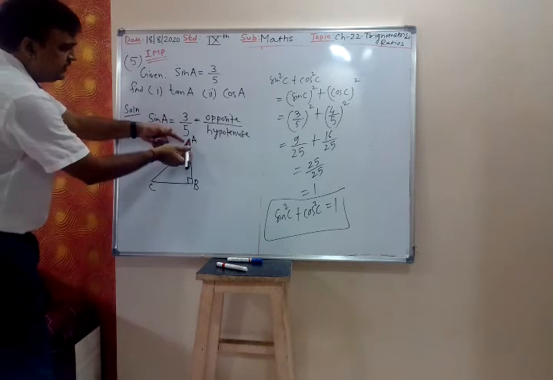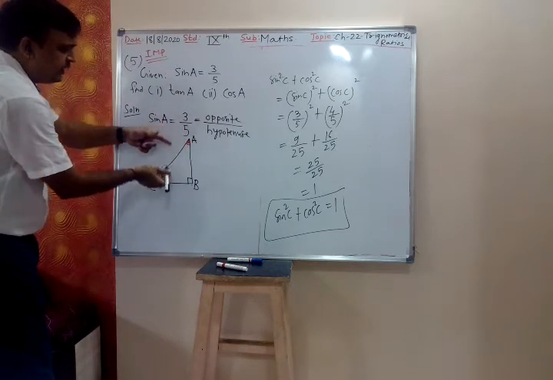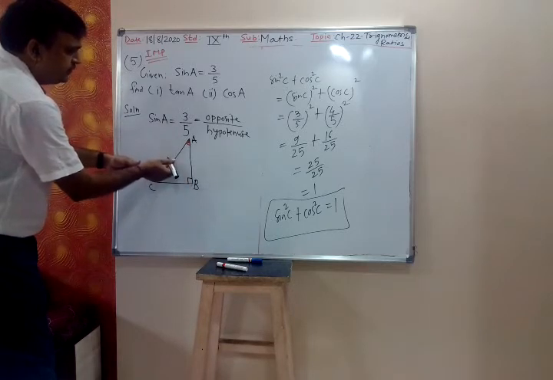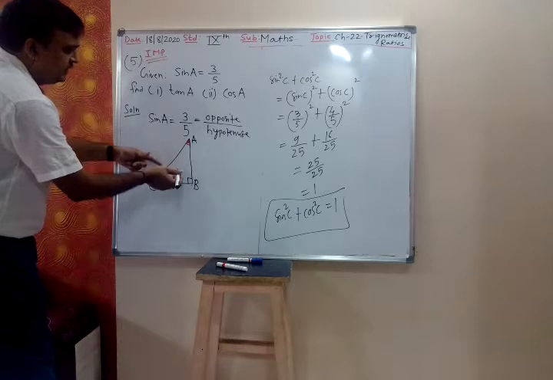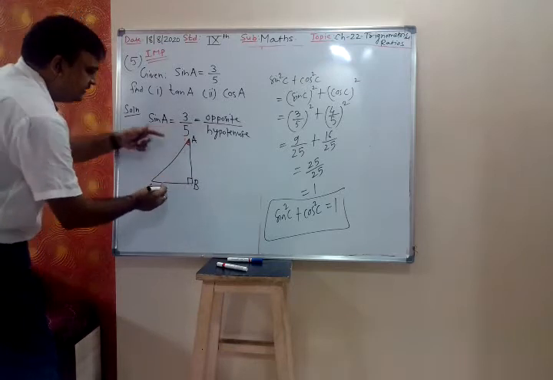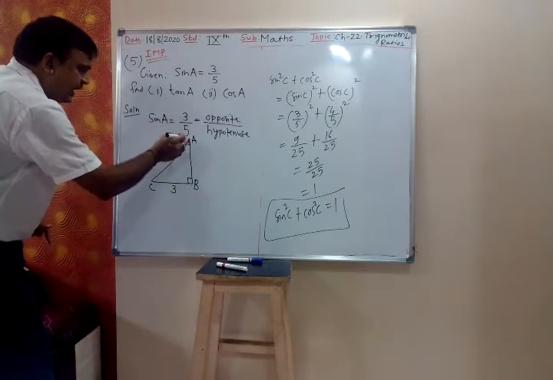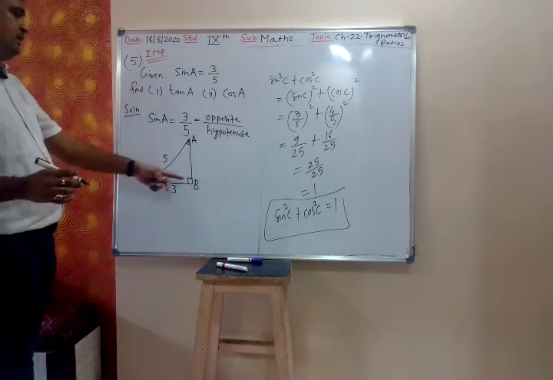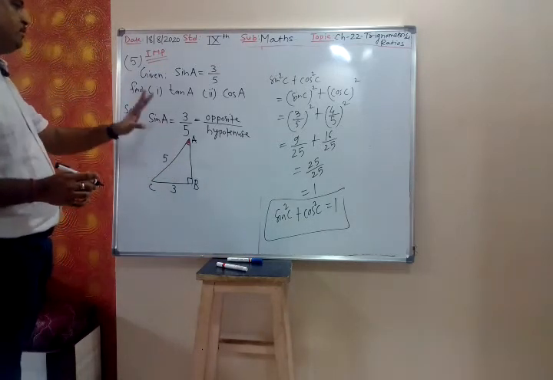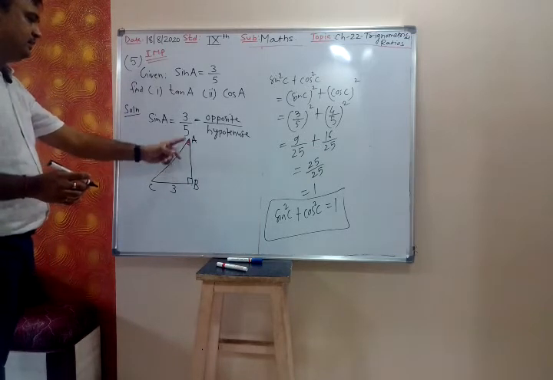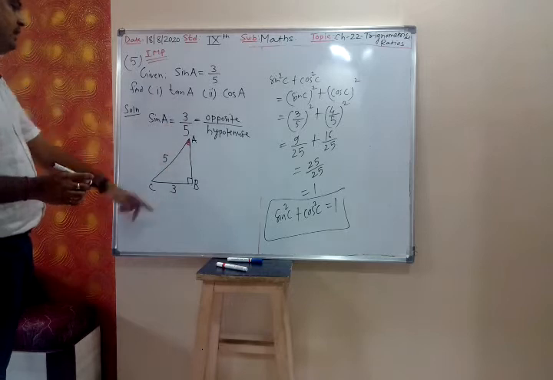But what is sine? Opposite upon hypotenuse. The side opposite the 90 degree is the hypotenuse, and the opposite side of angle A is BC. So BC is 3 and hypotenuse is AC, AC is 5. Now using Pythagoras we find AB.